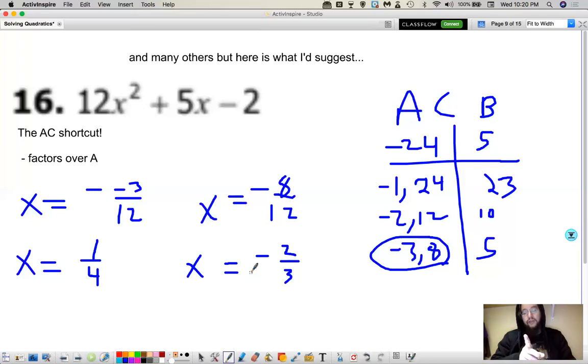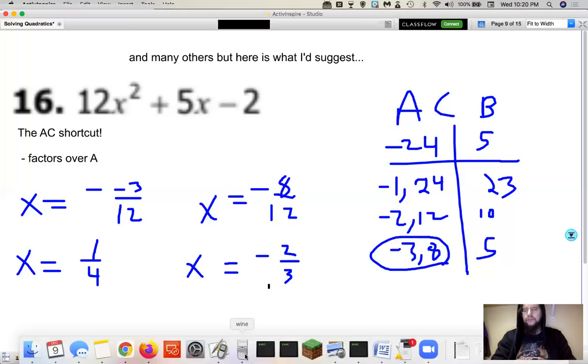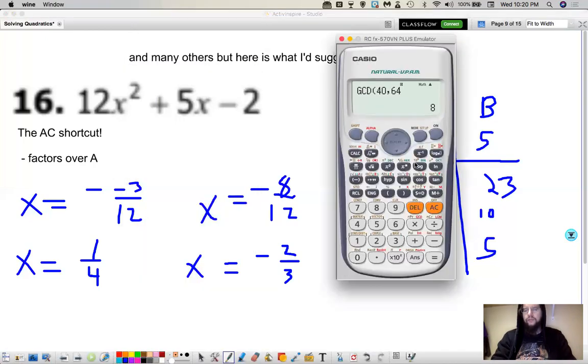Sometimes, though, you do need a factor. So I'm going to show you how to take your answers, your solutions, and get your factors. Some of you are thinking, oh, wait, I know how to get my answers already without doing any work at all. So if I get a 4th and negative 2/3, I can just write down those and get my factors.